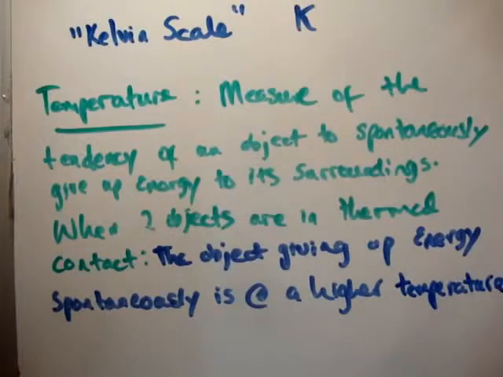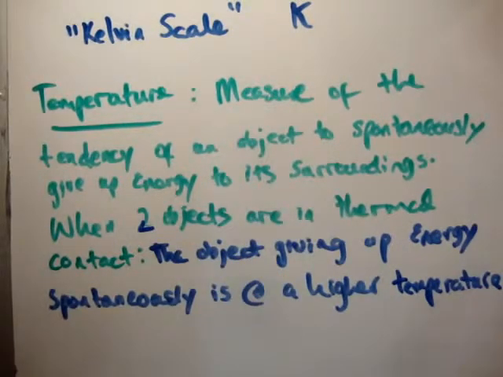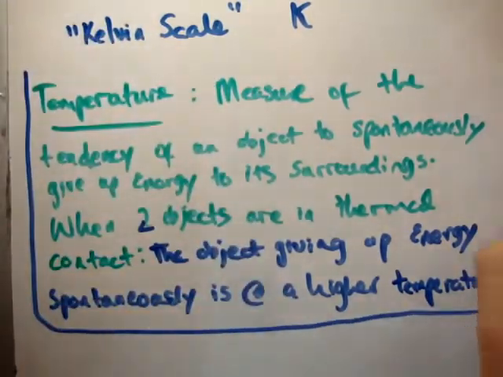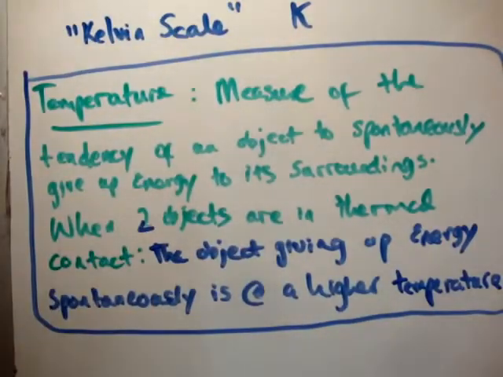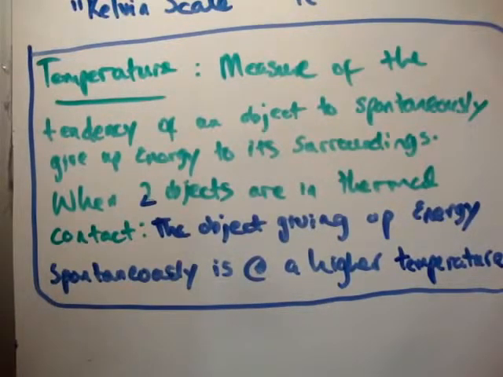Now let's see, can you see that? Yeah, I think you can. So this is our new description of what temperature is. We say that temperature is a measure of the tendency of an object to spontaneously give up energy to its surroundings. And when two objects are in thermal contact, the object giving up energy spontaneously is said to be at a higher temperature. Alright, so that is going to be our definition of temperature. We've upgraded the definition to this. Okay? So we've related giving up energy to temperature. If the object gives up energy spontaneously, we say that it is at a higher temperature than the object it is giving the energy to.